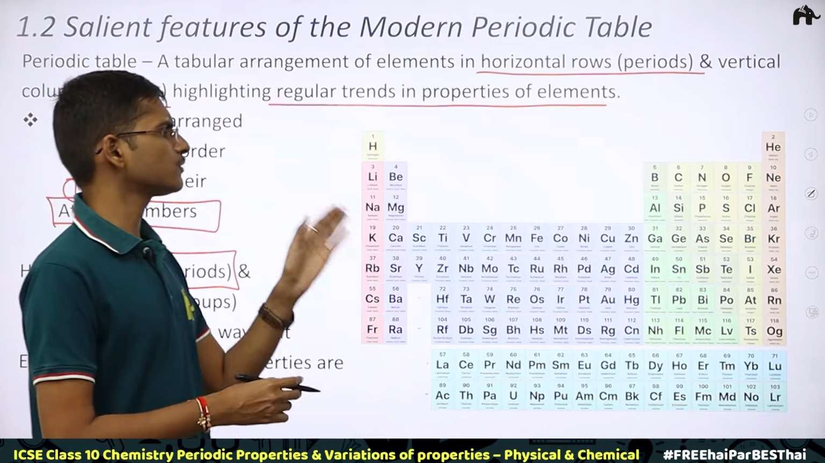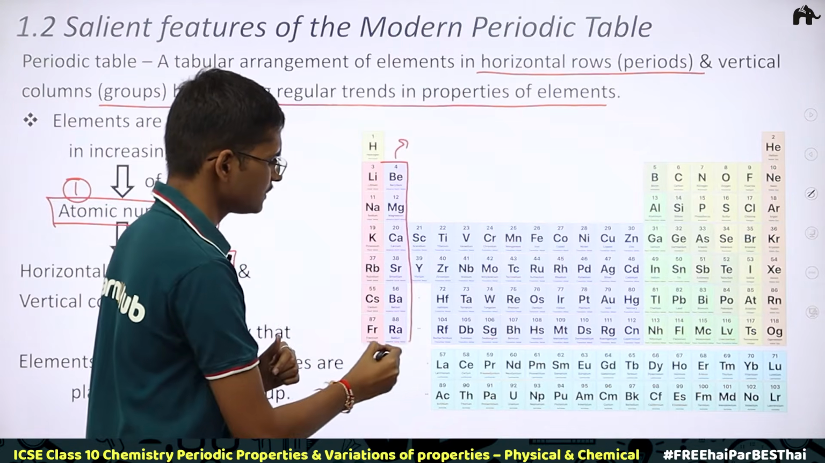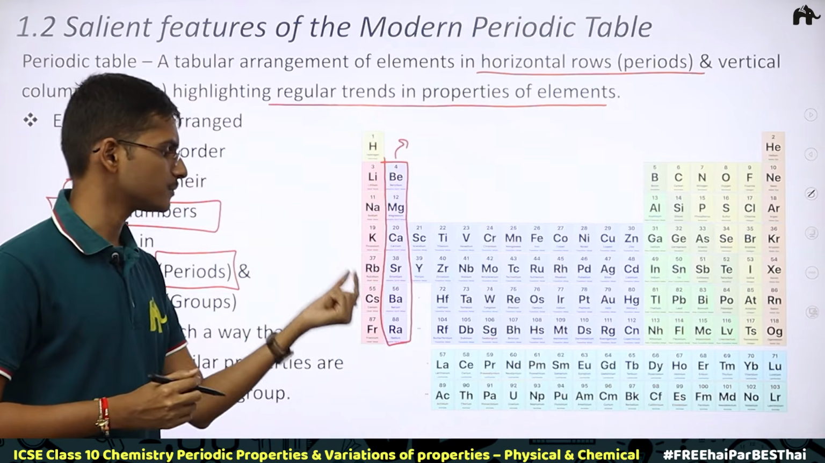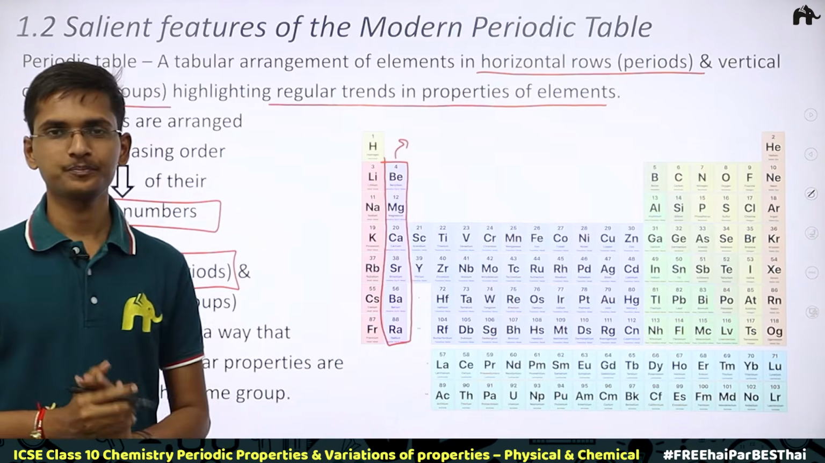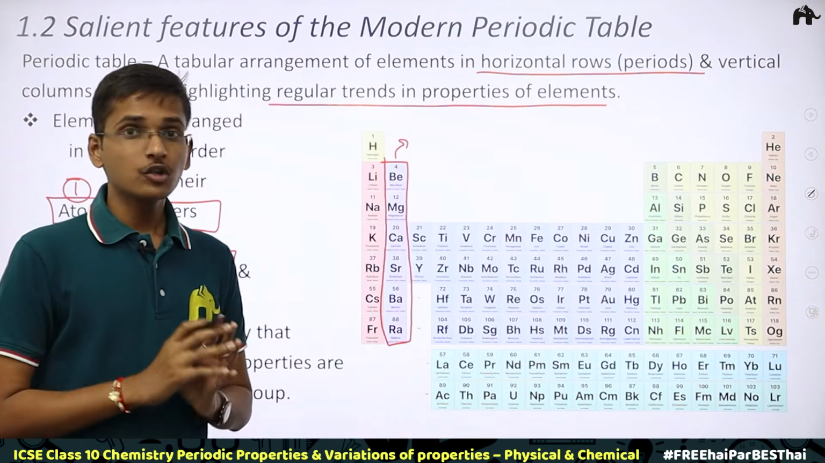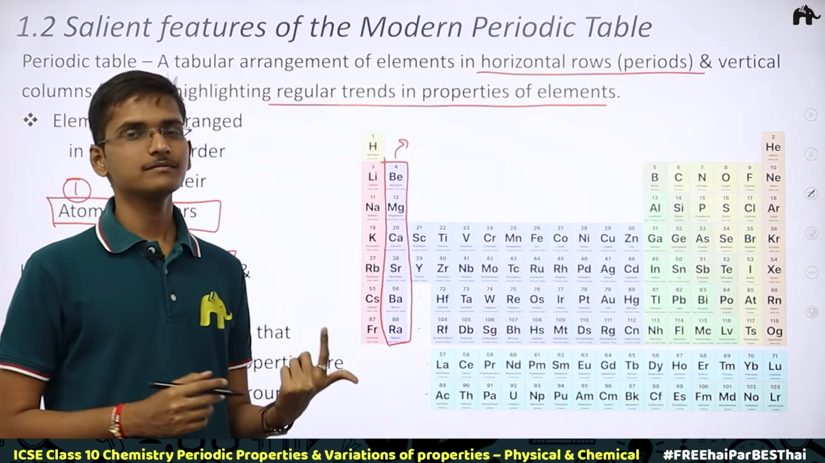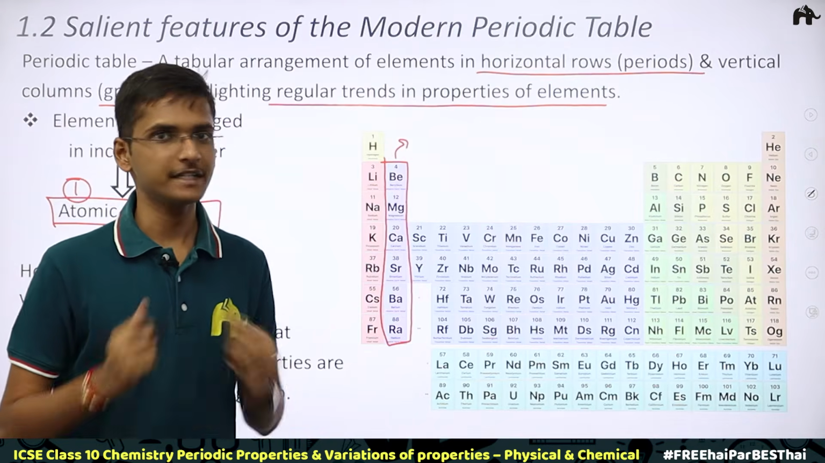Okay, now here you can see, suppose for example we have taken this group. Now you can see these elements are having similar properties: beryllium, magnesium, calcium, strontium, barium, radium. And they are placed in the same group. Now further we are going to study in detail about the periodic table, but we are going to start first with groups, and then we are going to move ahead to periods.